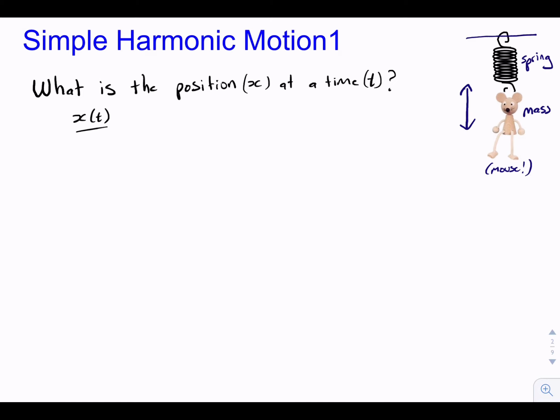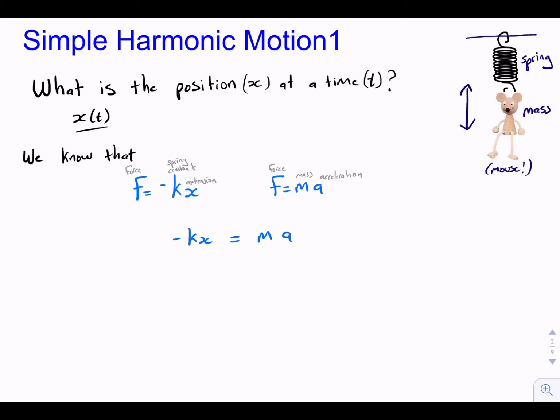Well, firstly, we know quite a bit about the forces involved in our system. We know that if we extend the mass on the spring some distance x, then the force will be pulling back on the mass, and that force equals minus kx. And we have a fundamental definition of force from Newton's second law: force equals mass times acceleration. So we know that F equals minus kx and F equals ma. So we have two equations that both equal force, therefore we can write that minus kx equals ma.